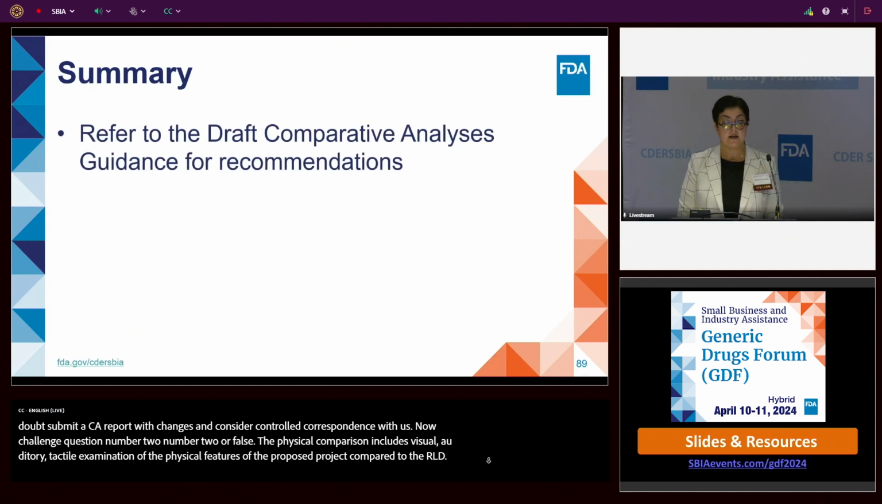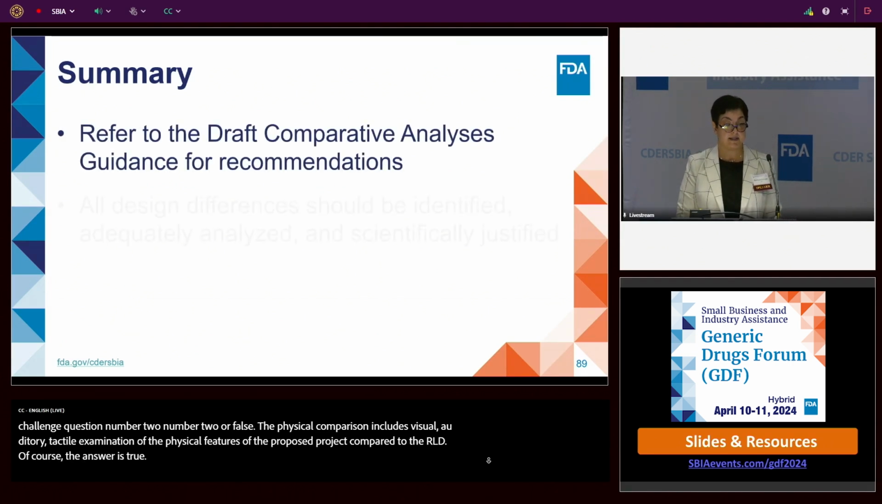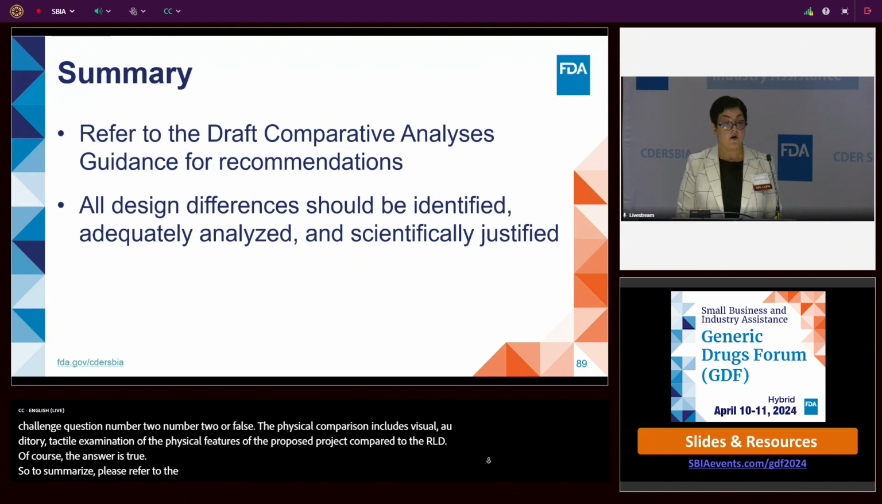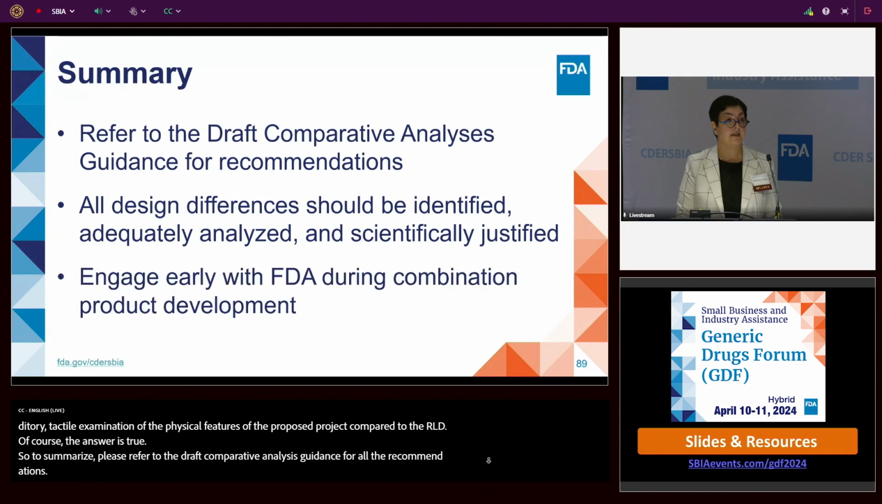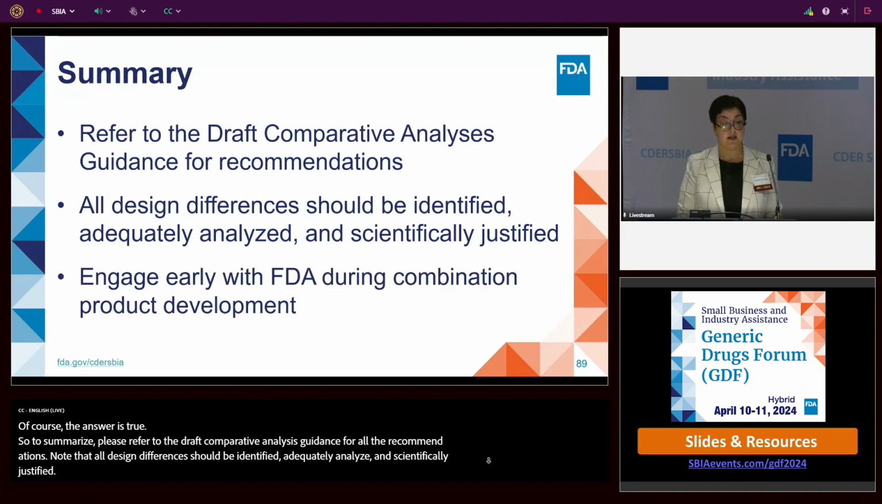So to summarize, please refer to the draft comparative analysis guidance for all the recommendations. Again, note that all design differences should be identified, adequately analyzed, and scientifically justified, and ultimately engage with us early during your combination product development.